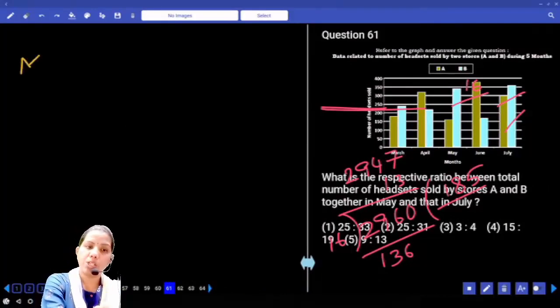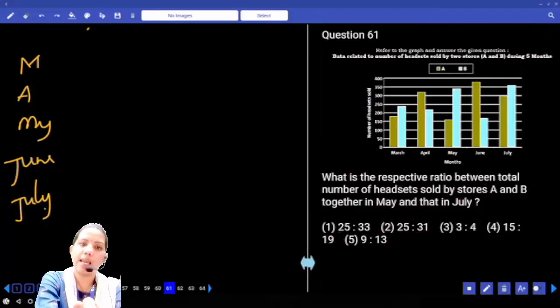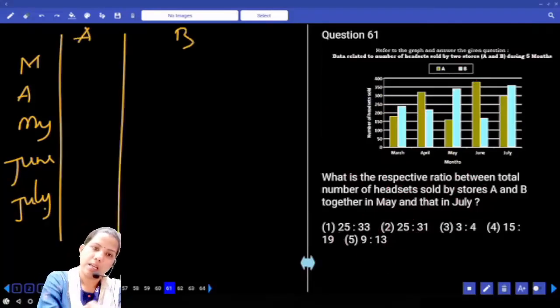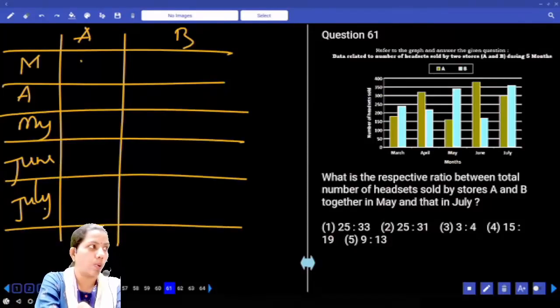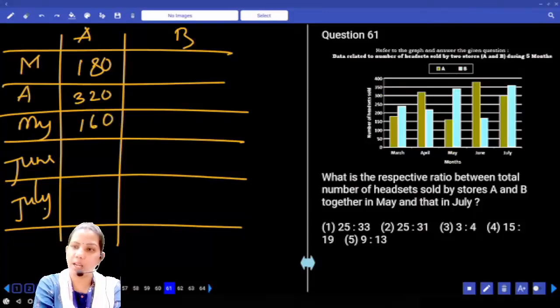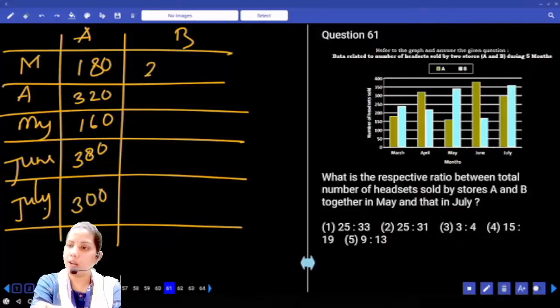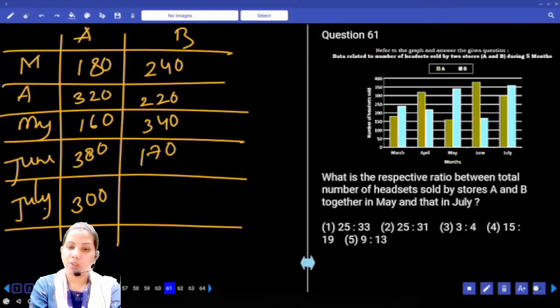Next, March, April, May, June and July values. So green color mark first. A and B values. What is A value? In March, A value March 180. Next 320 and next value 160. Next 380 and 300. Next 240, 220. Next 340, 170, 360.